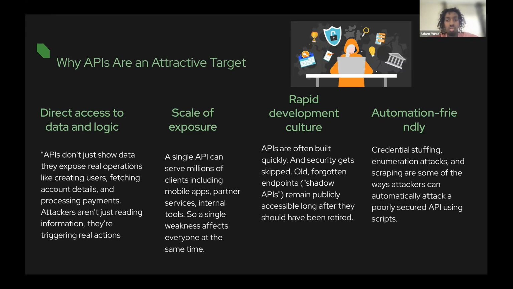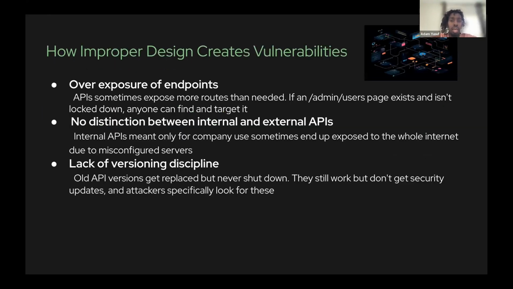The third point is rapid development culture. APIs are often built quickly, and security gets overlooked. Old forgotten endpoints, called shadow APIs, remain publicly accessible long after they should have been retired. And the fourth and final point is automation friendly. Credential stuffing, enumeration attacks, and scraping are some of the ways attackers can automatically attack a poorly secured API by using scripts.